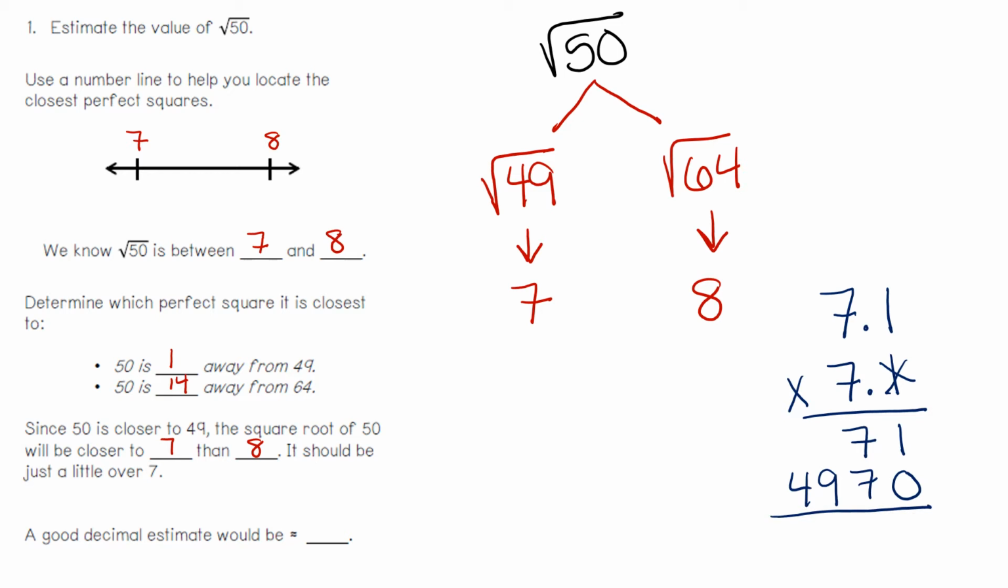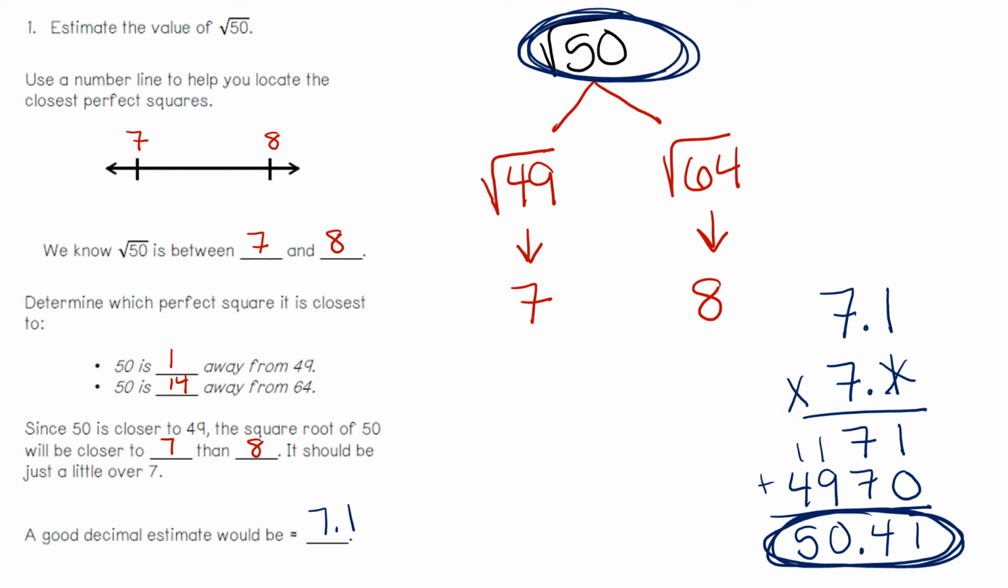We add it up. 1 plus 0 is 1. 7 plus 7 is 14. 1 plus 9 is 10. 4 plus 1 is 5. And we have 2 decimal places. 50.41 would be 7.1 times 7.1. So a good estimate is 7.1 because 50.41 is close to our square root of 50. We're trying to get those numbers to be as close as possible. That decimal is very, very close. We both get 50 as our whole number, and so 7.1 is our good estimate.